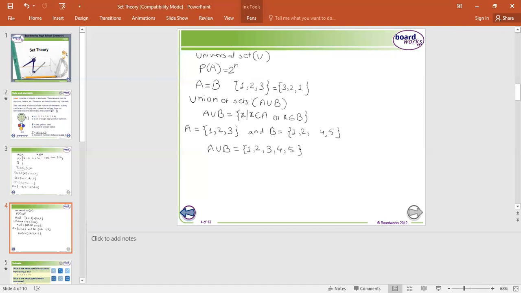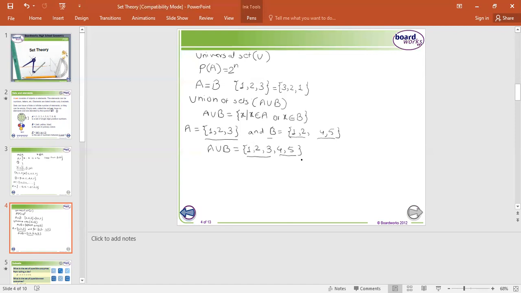So A union B will be, in A, you can see these three numbers are there. In B, you can see 1 and 2 is repeated in A and B both. So we have taken it as common. Then 4 and 5 is in B. So A union B will be 1, 2, 3, 4, 5.